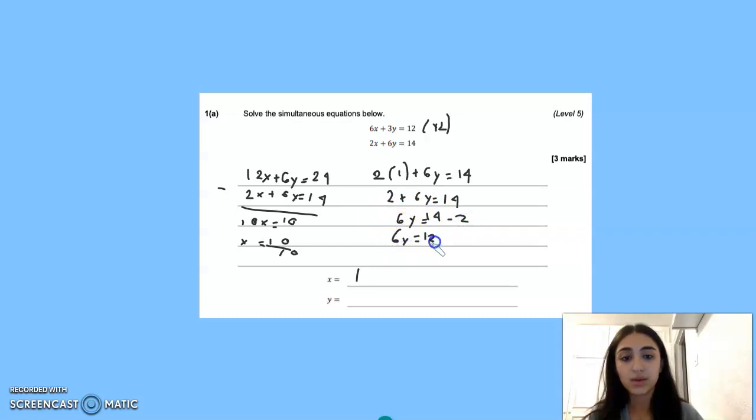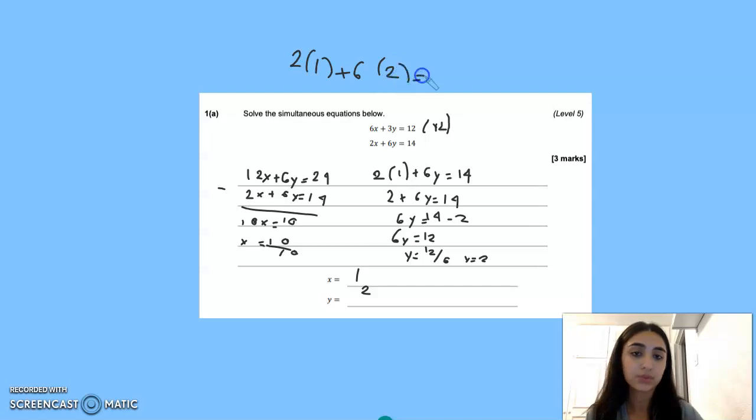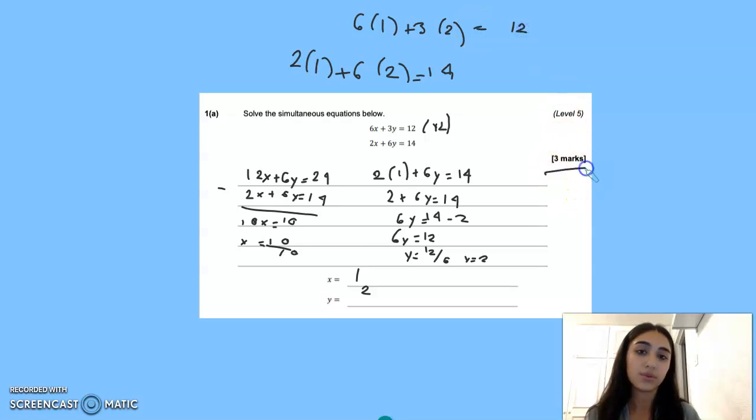6y equals 12. y equals 12 divided by 6. y equals 2. There we go. That's my 3 marks sorted. If I have time, which hopefully you do in your exams, I'm just going to substitute it into one of my equations. So 2 brackets 1 plus 6 brackets 2 should equal 14. And it does. I can even do it to the same one above it. So I'm going to do 6 brackets 1 plus 3 brackets 2. 6 plus 6 equals 12. That's how I know that I've gotten all 3 marks.